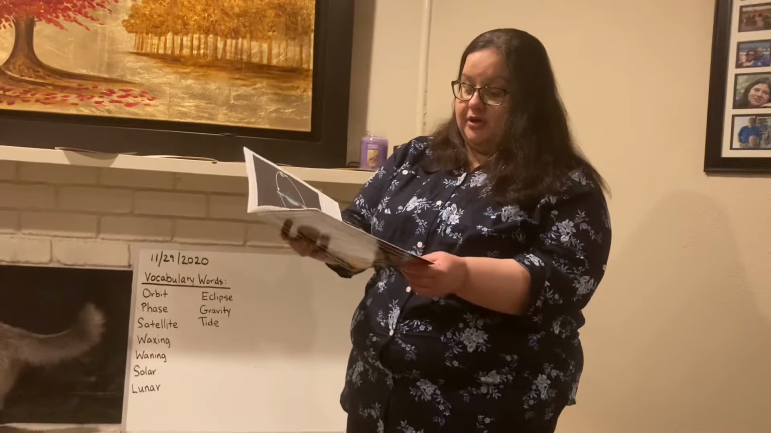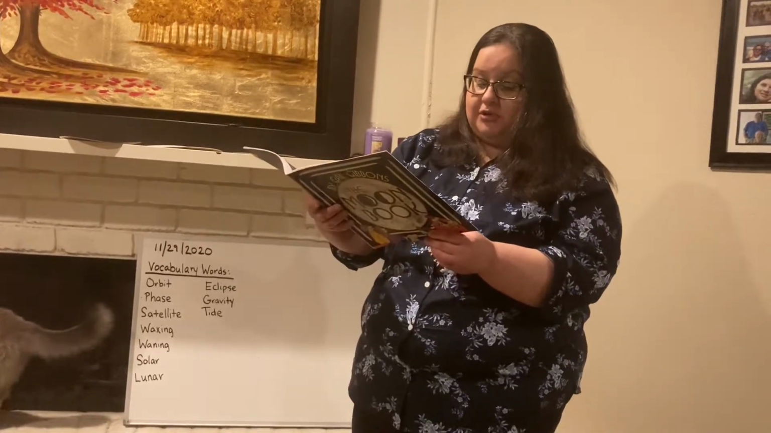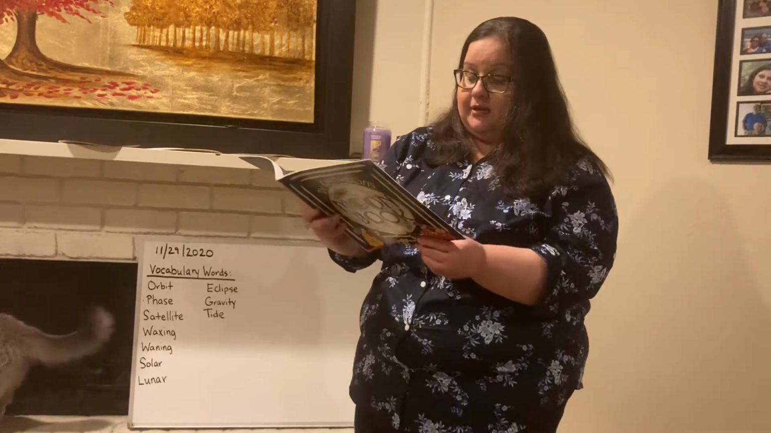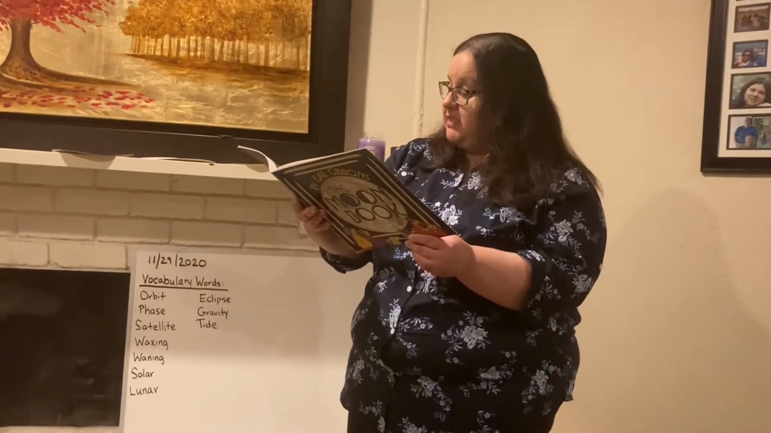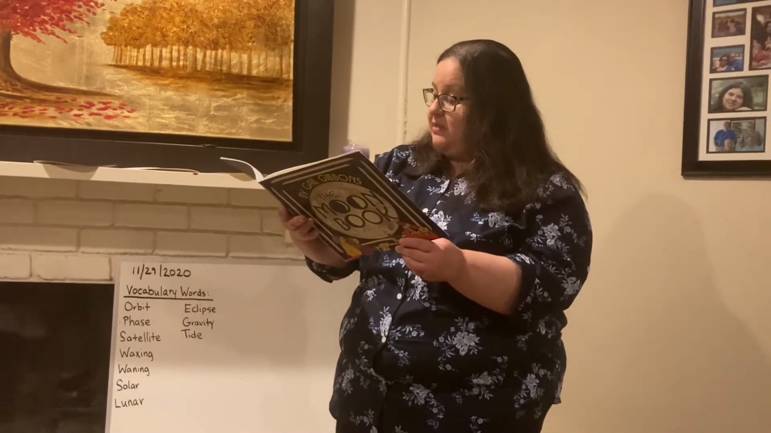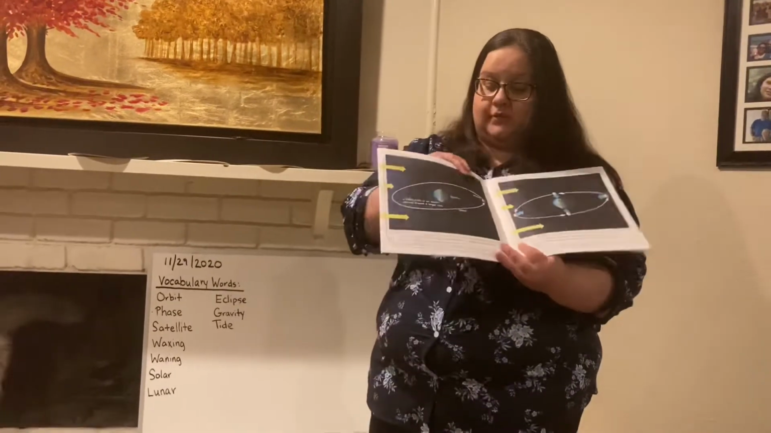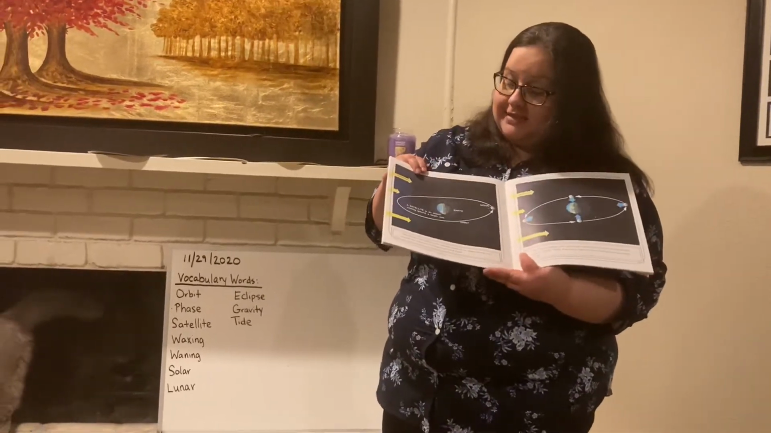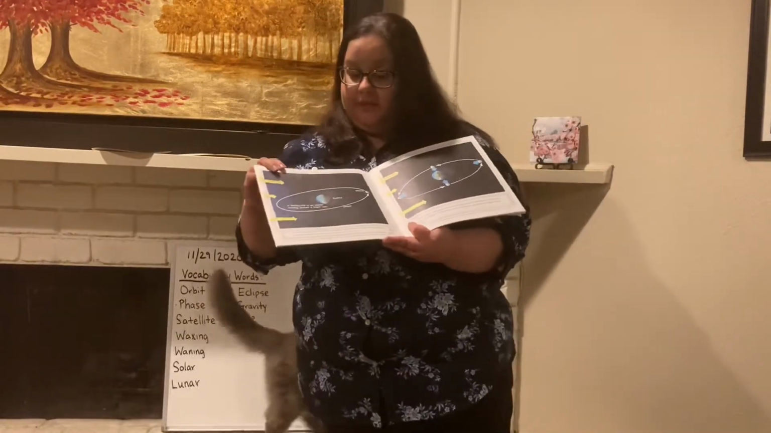The moon is Earth's only natural satellite. It takes about 1 month for the moon to travel around the Earth. The moon makes one complete rotation for each complete trip around the Earth. Thus, the same side of the moon is always facing the Earth. So right here it says a satellite is an object orbiting around a larger one.